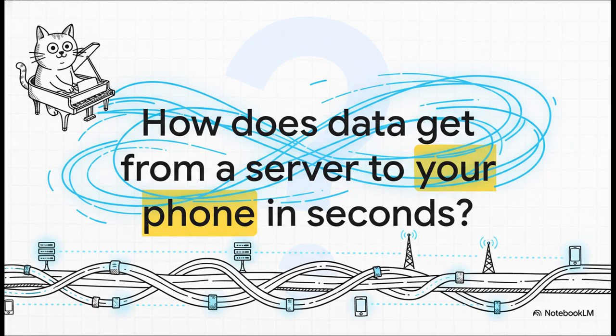You tap on a link and poof, like some kind of magic trick, a video of a cat playing the piano just appears on your screen. But here's the thing, it's not magic, not at all. It's actually an incredible, high-speed journey across a hidden, physical superhighway. And today, we're going to pull back the curtain and see exactly how that highway is built.